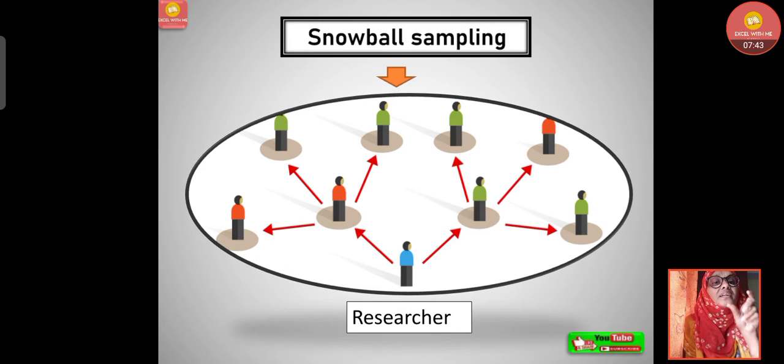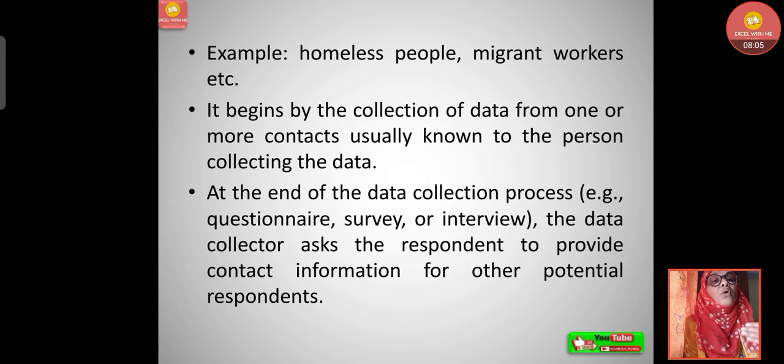You can see the picture here. Researcher will approach one sample or one subject, then that person will refer to other persons. Likewise, on this side also, a researcher will approach one person and that person will again help the researcher to get more samples in the same way. Now, for example, homeless people. We cannot take a group of homeless together at one place. So, what we will do? The researcher will go to the one person. That person may be knowing other same kind of persons. So, again the researcher will go with the reference of the first sample.